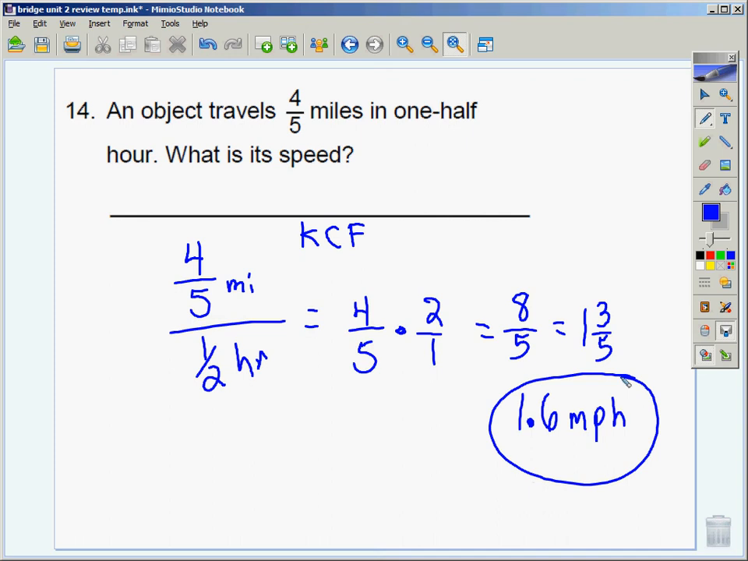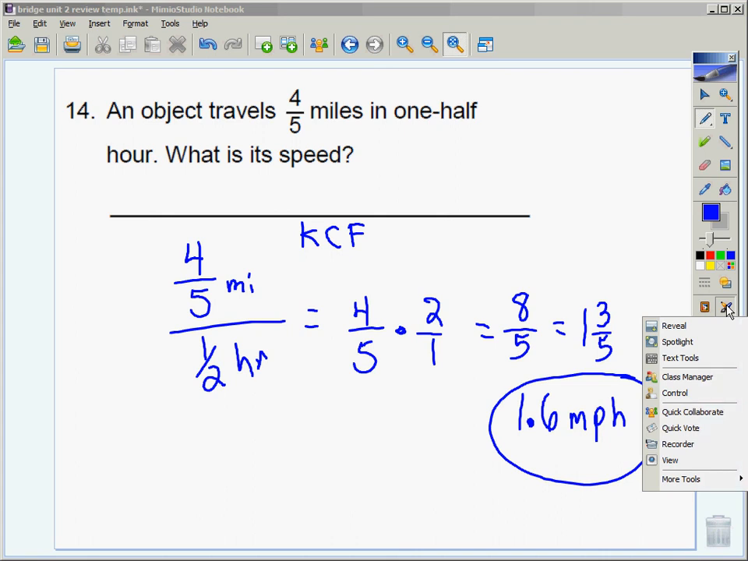Questions on 14? It doesn't say a car. Well. UFO.